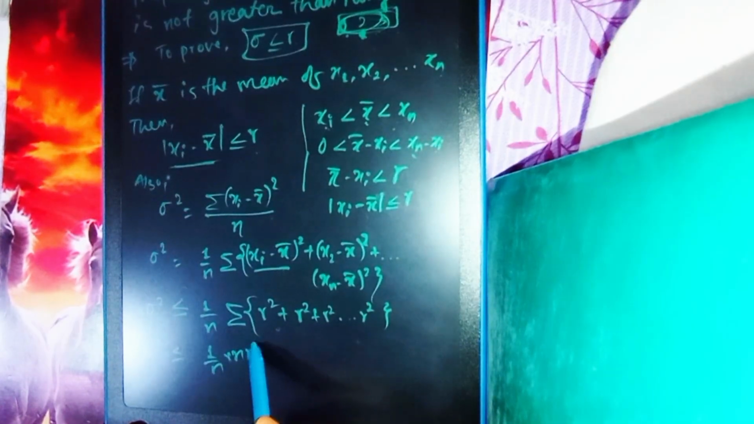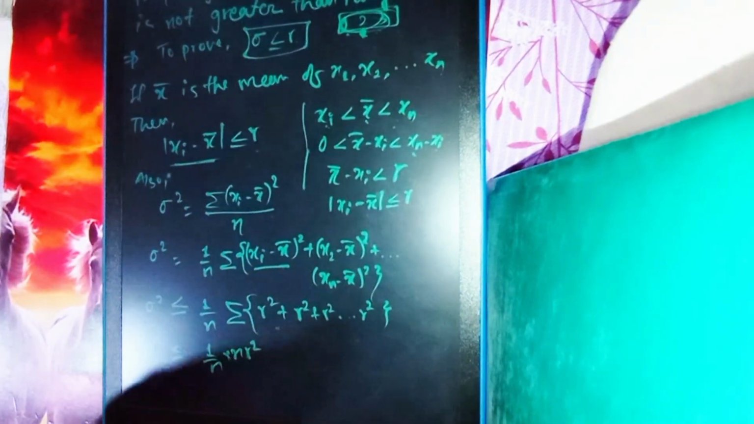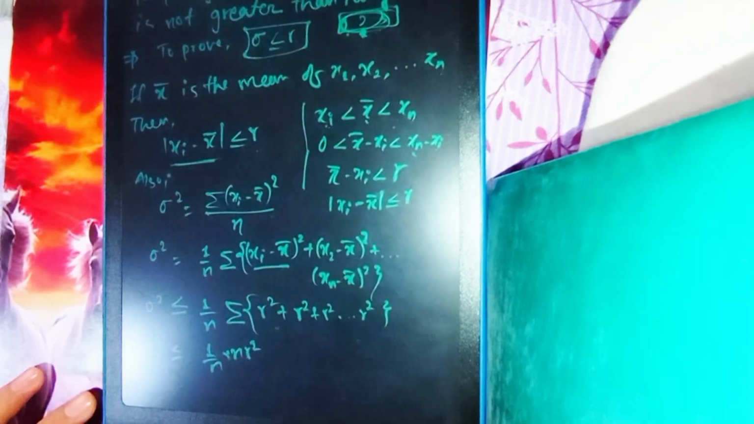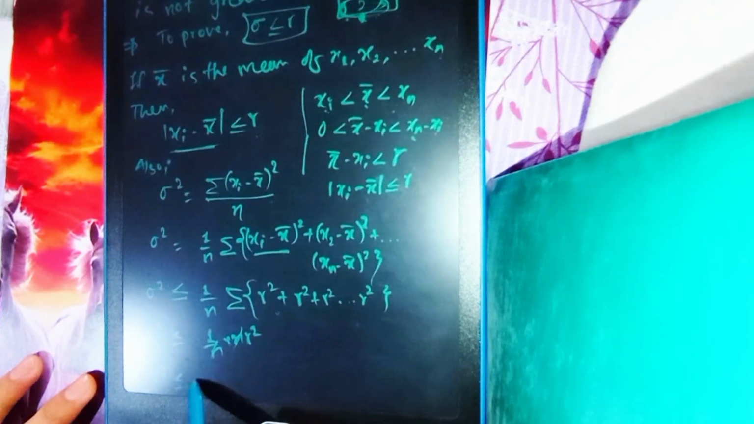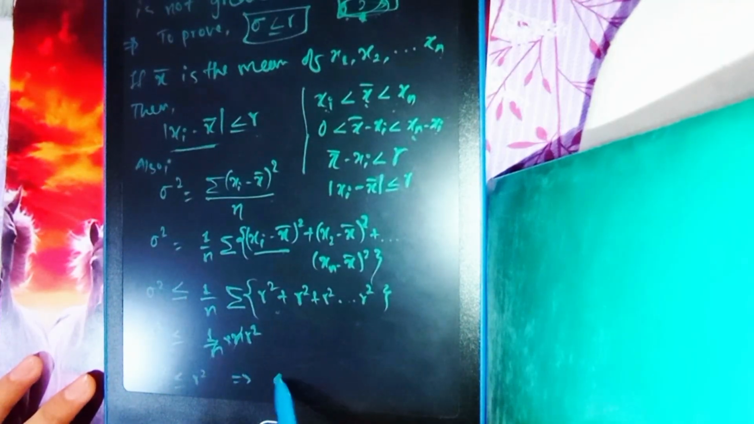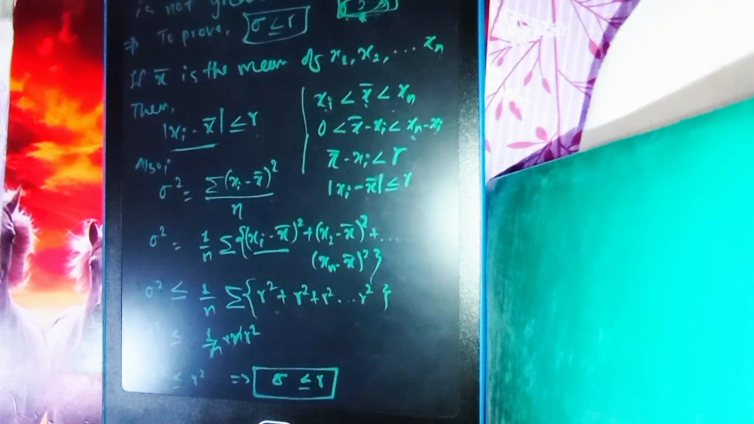This is the summation of r square, n times. If there are n terms of r square, then we can write n times r square. So n cancels out, and sigma square is greater than or equal to r square. This implies that sigma is greater than or equal to r. Okay, so this is what we had to prove, and we proved it within 5 minutes.